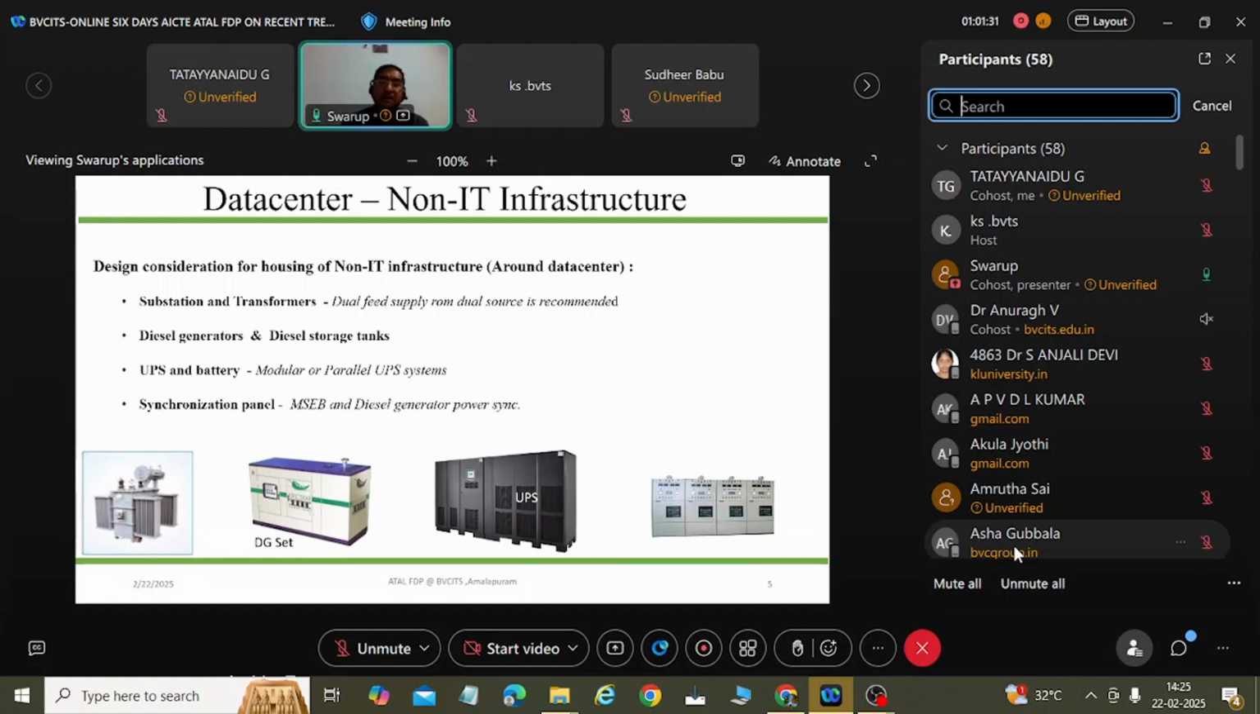What this synchronization panel does is that it will automatically switch to the next source in case one source is not available. The battery associated with the UPS usually will not be taken for more than 20-30 minutes of backup, because any DG set attached to the synchronization panel is going to come up in less than a minute.